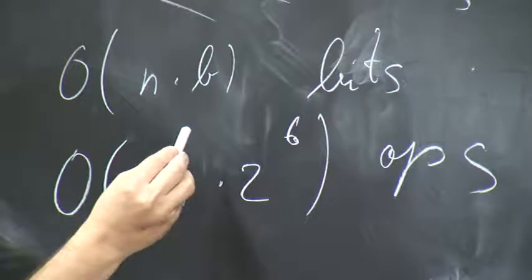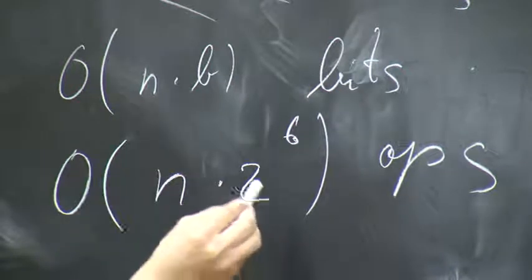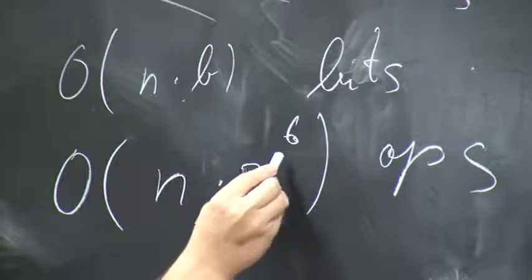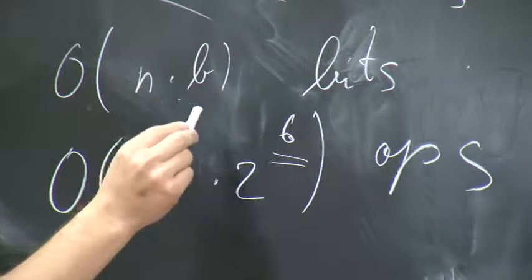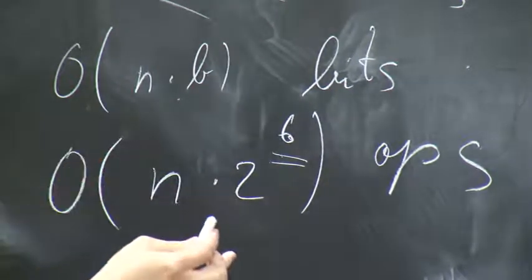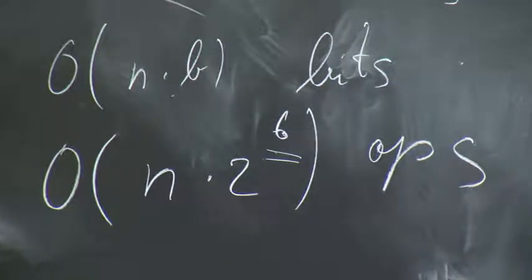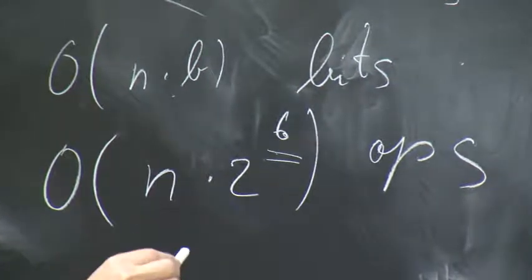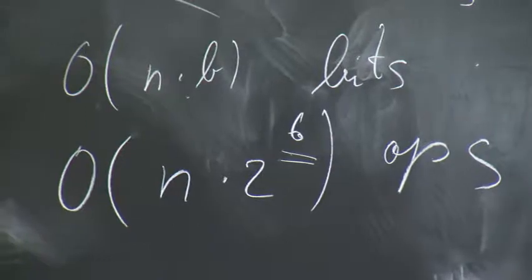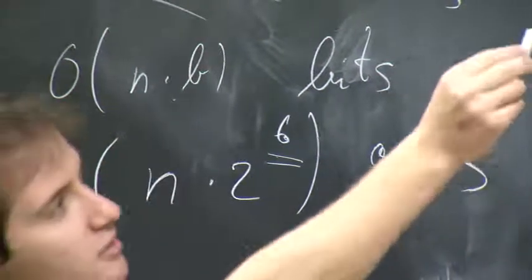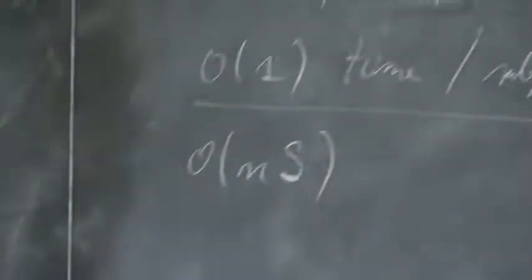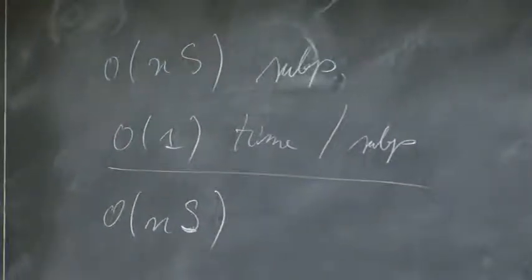This is a polynomial in n and s. But if I write the input this way, I have b as an exponent. So if I double the number of bits by doubling the word size, my running time increases quadratically. So this is not polynomial. However, if I write it as order of n times s, this looks like a polynomial. So it looks like a polynomial, but it's not really a polynomial. So that's why it's pseudo, as in fake.